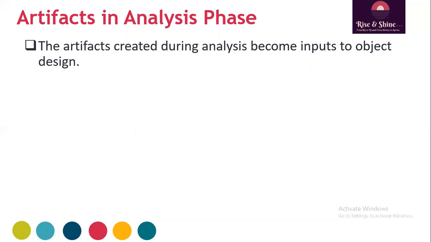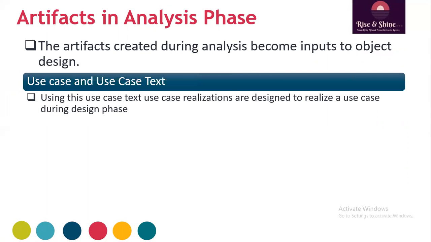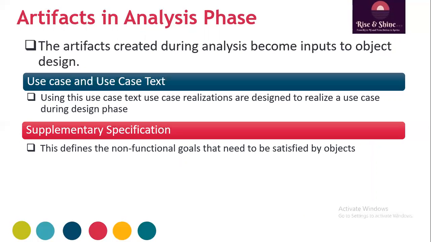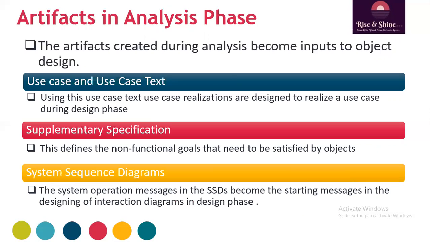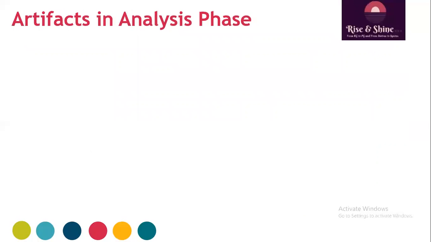And these artifacts created during the analysis become the input to the object design or the design phase. That is, we are finding out artifacts such as use cases and use case text or specification. We are using this text to realize or to design the use cases. Then the supplementary specification defines the non-functional goals that need to be satisfied by the objects. Then some system sequence diagrams are created in the analysis phase, and these SSDs become the starting message in designing the interaction diagrams during the design phase.